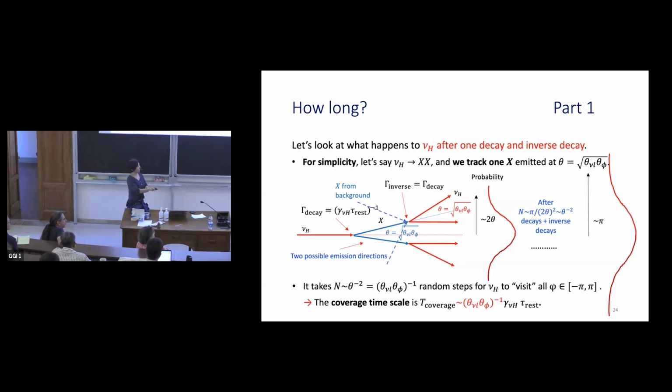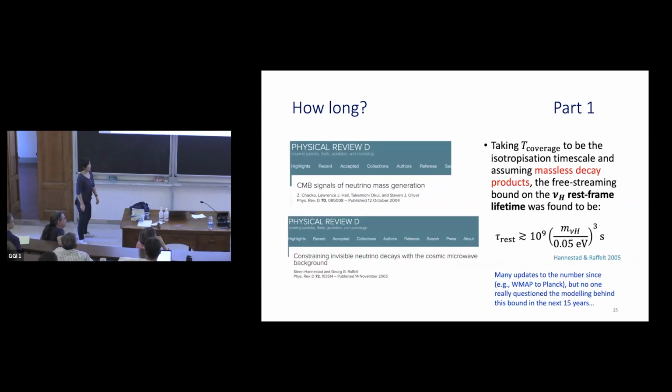And the coverage time you can write down as basically the number of steps that you need multiplied by the time scale of the decay. So that's the time scale of the decay, and then you multiply by the number of steps. And that's your coverage time scale. And that's essentially what these guys did. That was their argument. And they used, in particular this second paper, that coverage time scale, and they interpreted that coverage time scale to be the isotropization time scale.